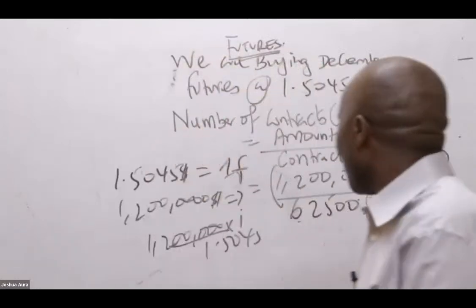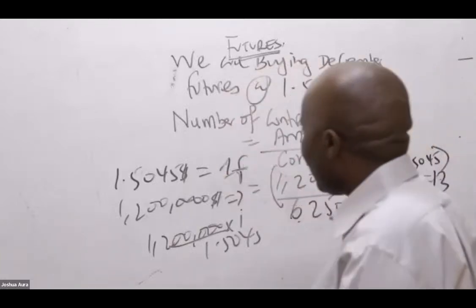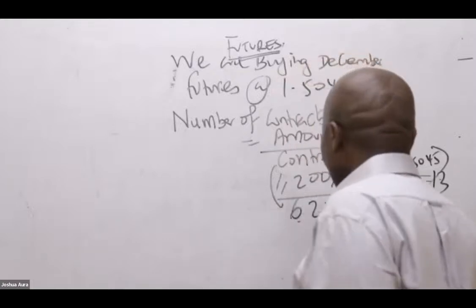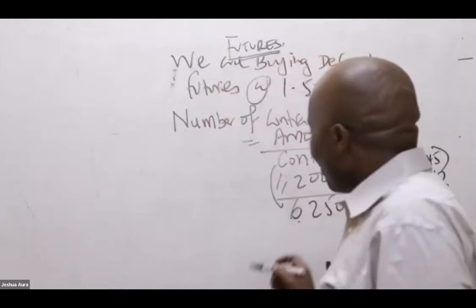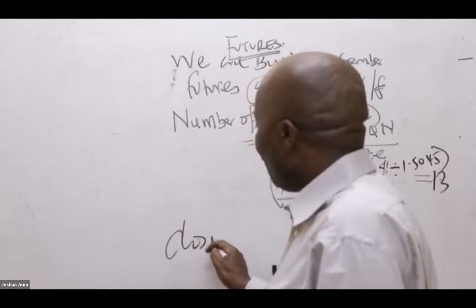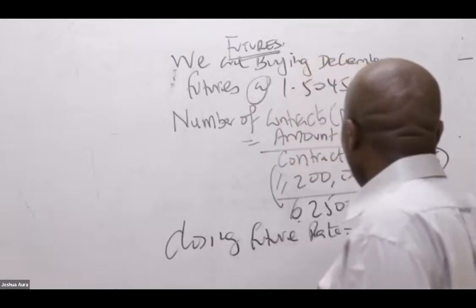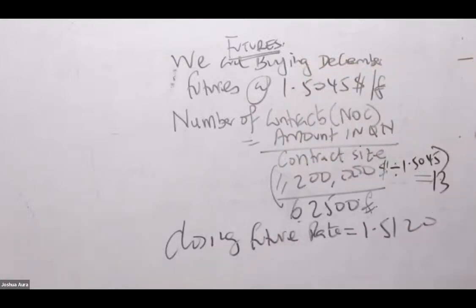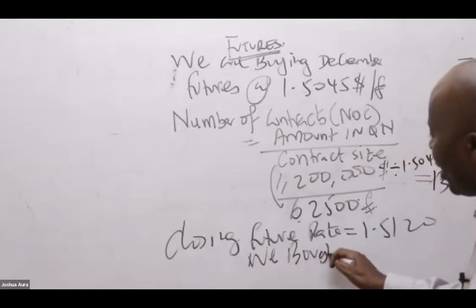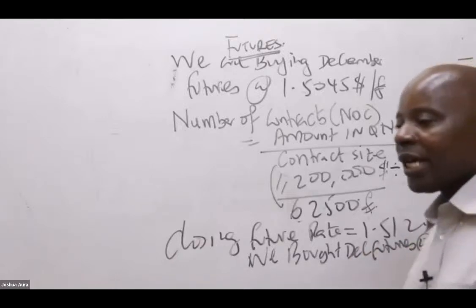So this is 13 contracts. Go ahead and give me the gain. Remember, at the closing futures rate, this is going at 151.20, right? And when we bought the December futures, at what rate did we buy them? Thank you very much.